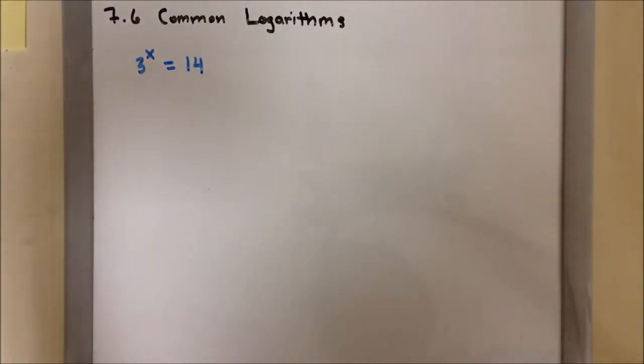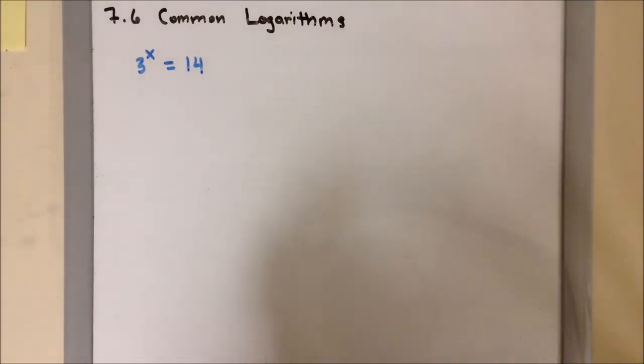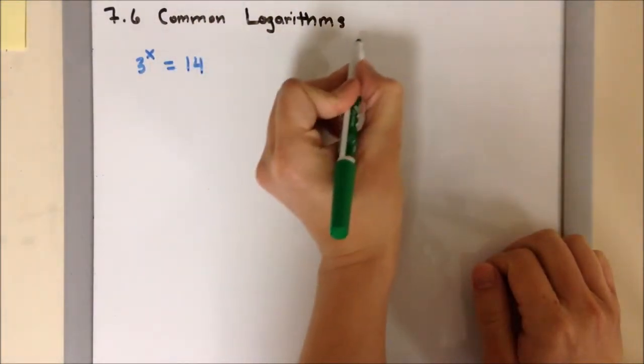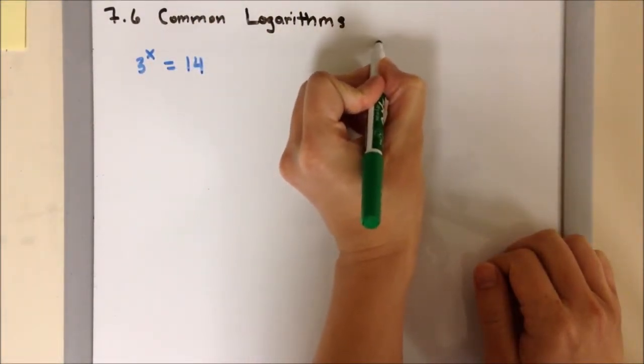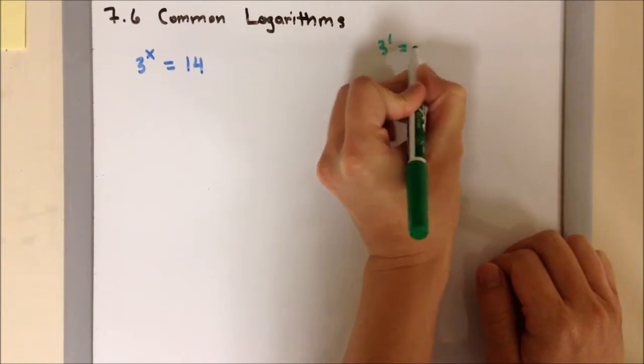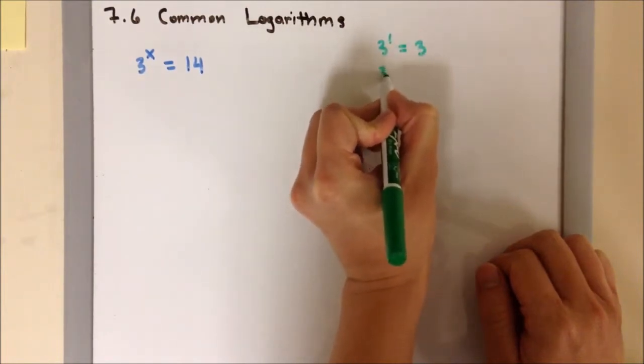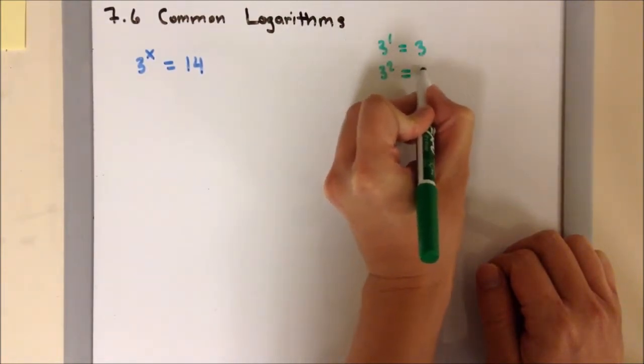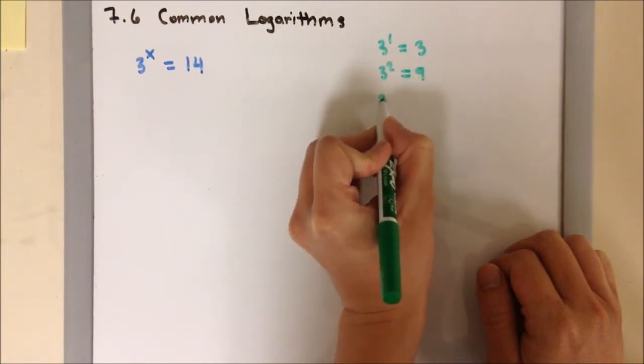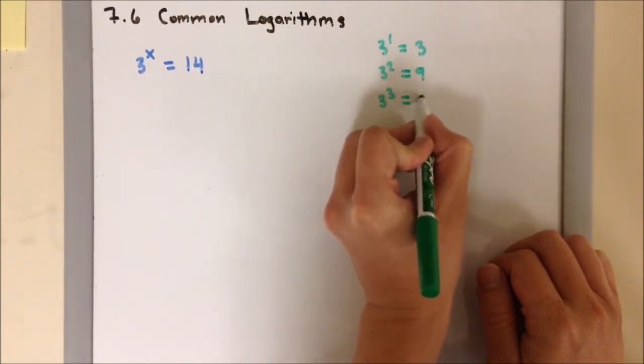Now, as we reviewed in the previous part, with base 3 and an exponent, we know that 3 to the 1 power is 3, 3 to the second power is 9, and 3 to the third power is 27.